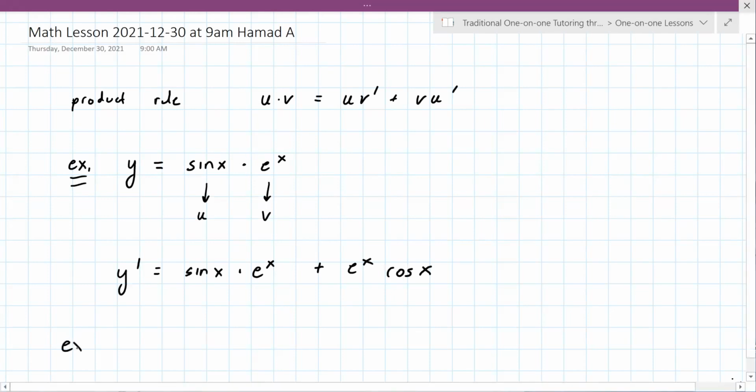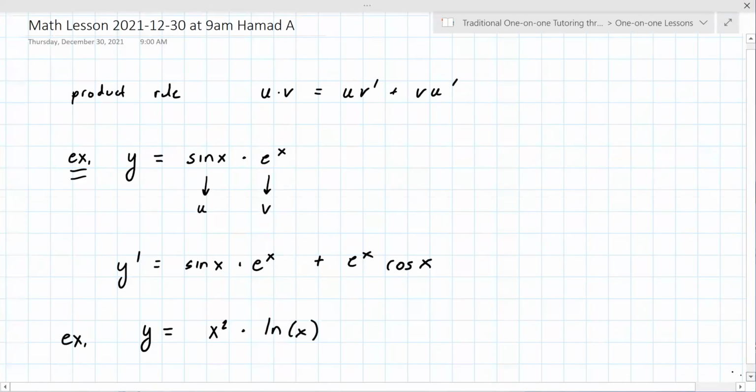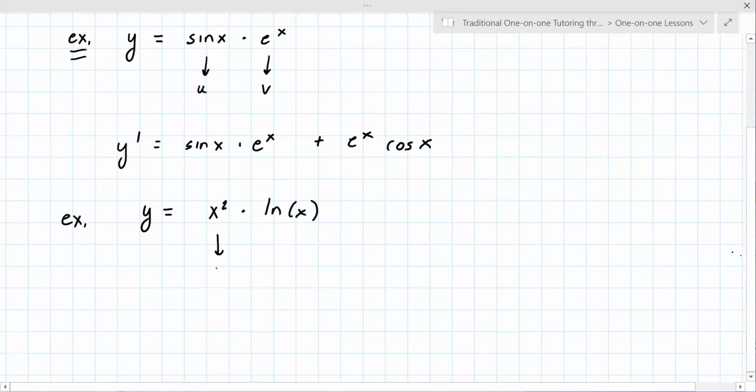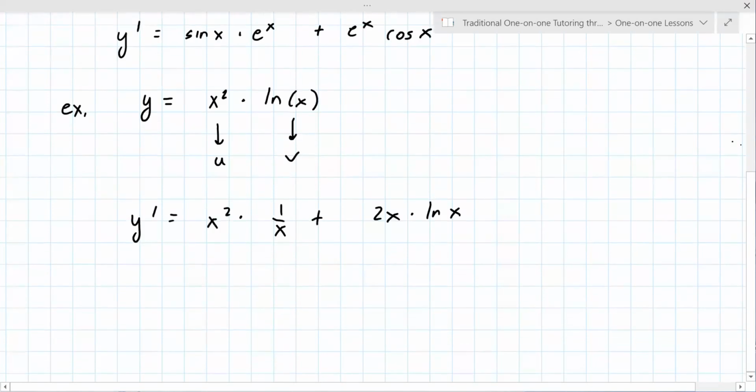So let's look at another example here. Let's say that y equals x squared times, let's go natural log of x. So y equals x squared times 1 over x. Yes, that's the first part of it. Plus 2x times the natural log of x, yeah.